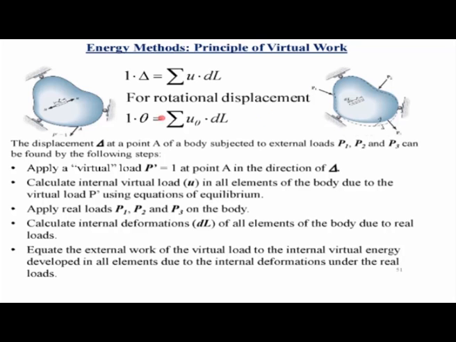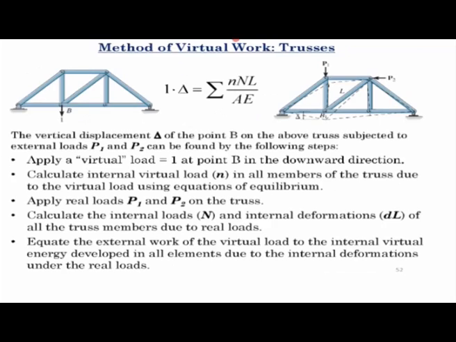From a general system, we'll now move on to a truss. If we have to find the deformation at this point B in a truss in the downward direction, the actual loads on the truss are shown in this figure on the right hand side. This is P1 and P2, and you want to calculate the deformation in the downward direction at this point B.